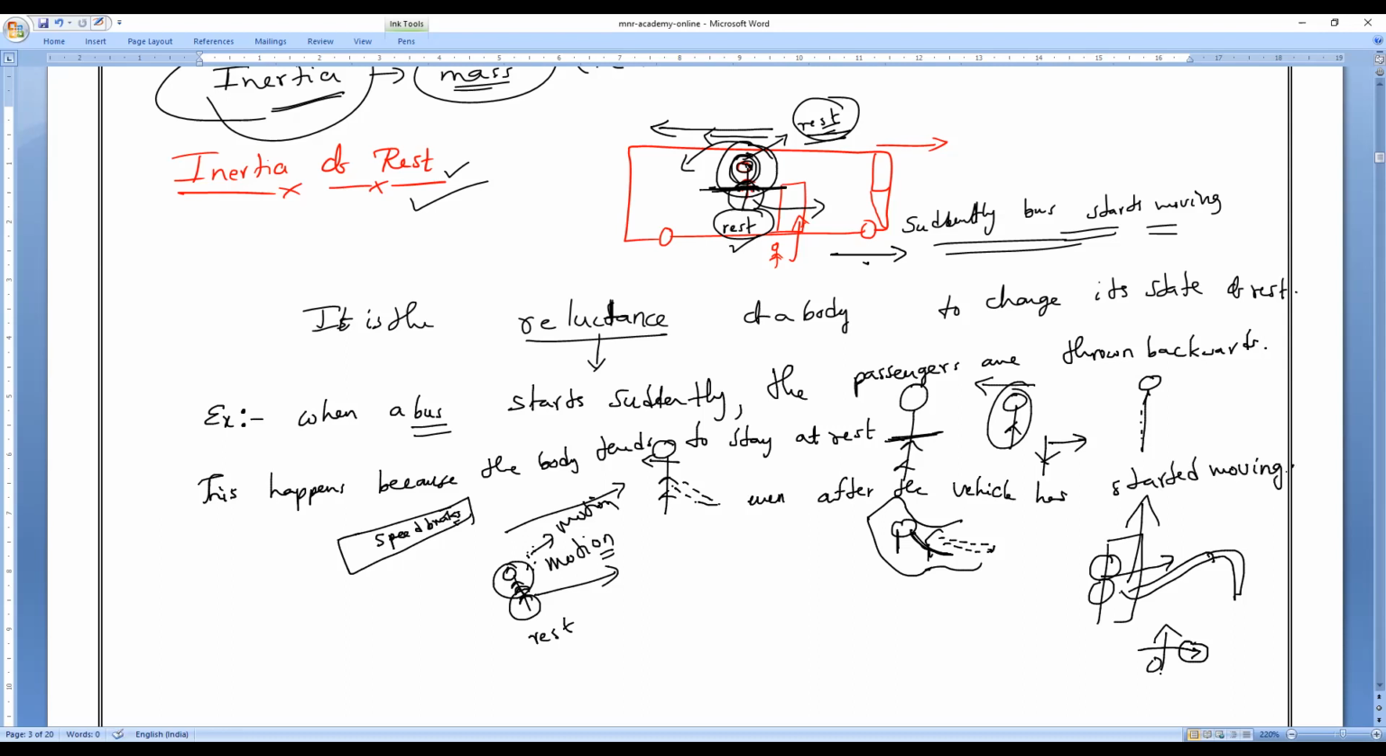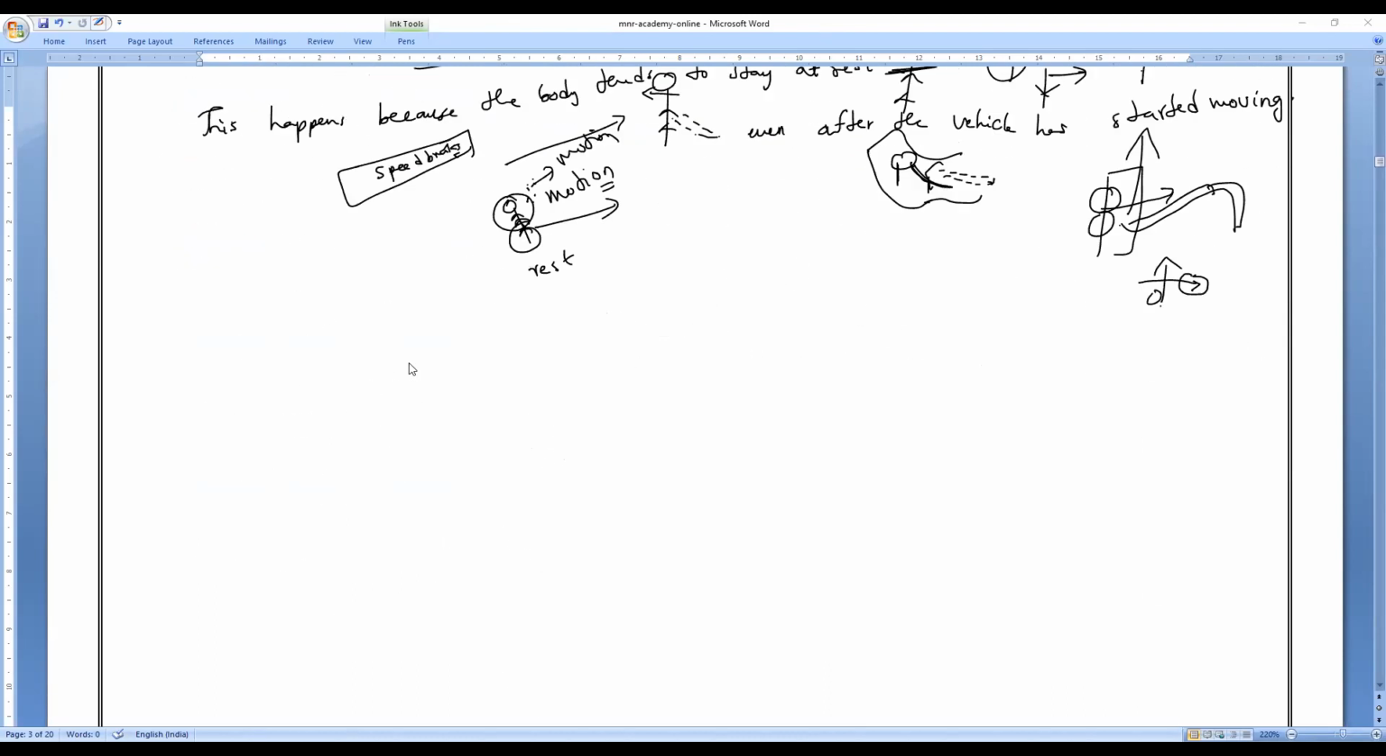Everybody clear? Please respond. Inertia of rest. All of you understood or not? Mr. Gokul? Yes, sir. Next, inertia of motion. Inertia of motion means the opposite example. Suddenly your bus will stop. Suddenly bus will start, inertia of rest. Suddenly bus will stop, inertia of what? Inertia of motion. Okay.